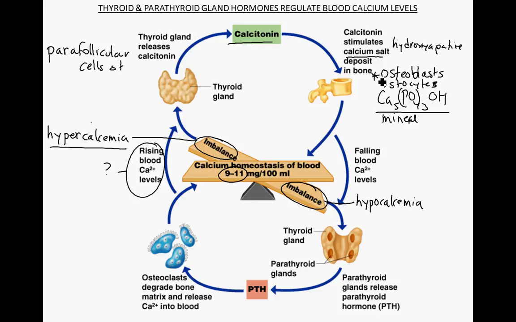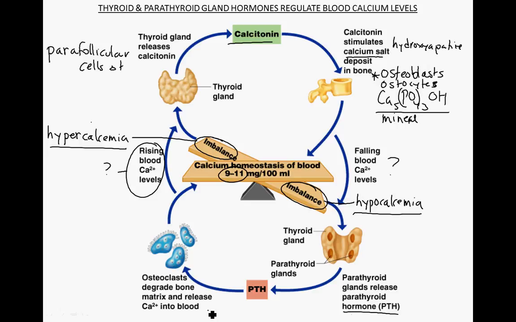In hypocalcemia, blood calcium levels are low. And this is another question to think about and discuss in class: why might that be low? But when you have low blood calcium levels, the parathyroid glands are stimulated to release parathyroid hormone, and there's only one type of cell in there that will do that. So these parathyroid cells will release parathyroid hormone.